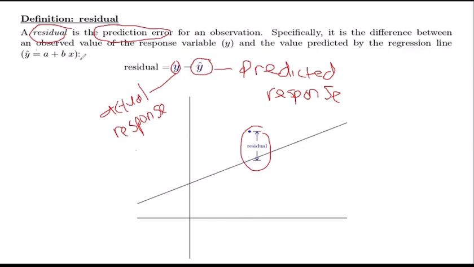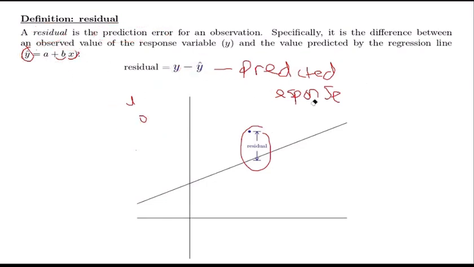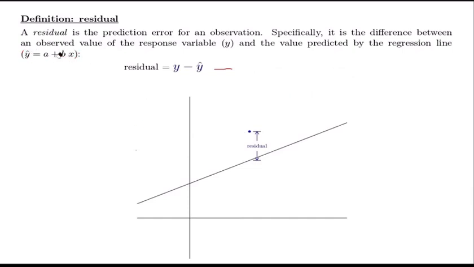How are you going to get the y cap? Don't forget, you're going to make use of the regression line. You need to have your A, you need to have your B, and given any value of x, you're going to have a y cap. Let me also tell you this: the residual is y minus y cap, the actual minus predicted. It shouldn't be the other way around.